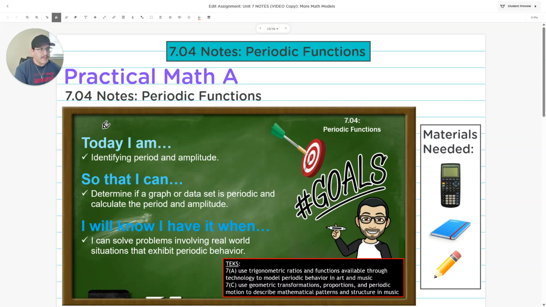This is section 7.04 of the Unit 7 notes, periodic functions. Today I am, as in you are the student, identifying period and amplitude so that I can determine if a graph or data set is periodic and calculate the period and amplitude. I will know I have it when I can solve problems involving real-world situations that exhibit periodic behavior.